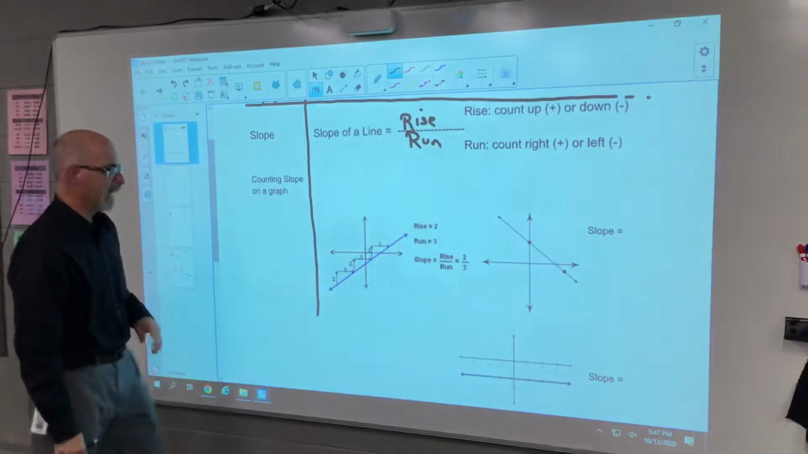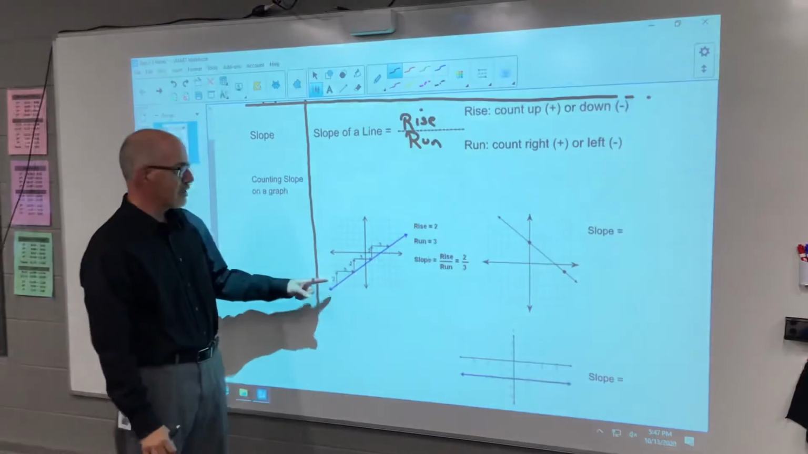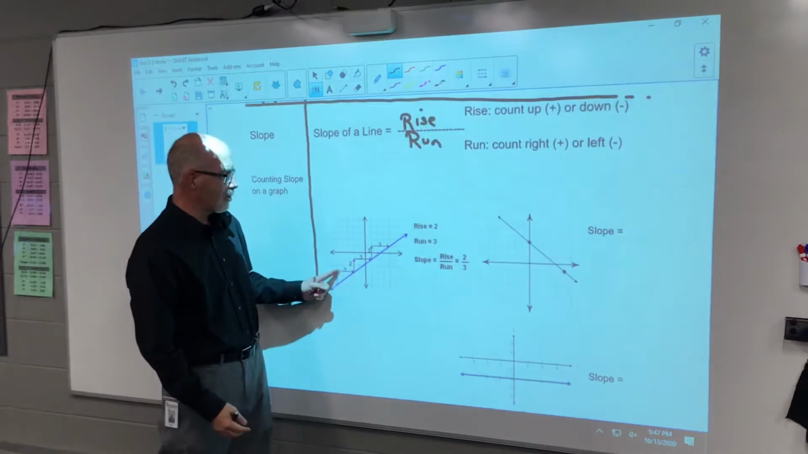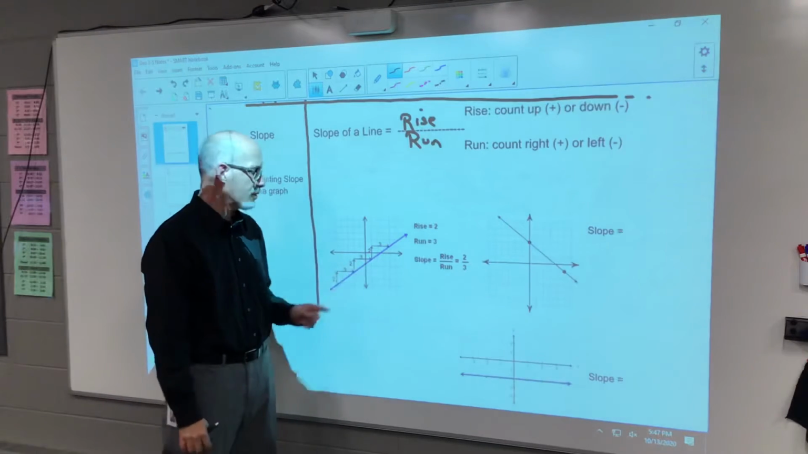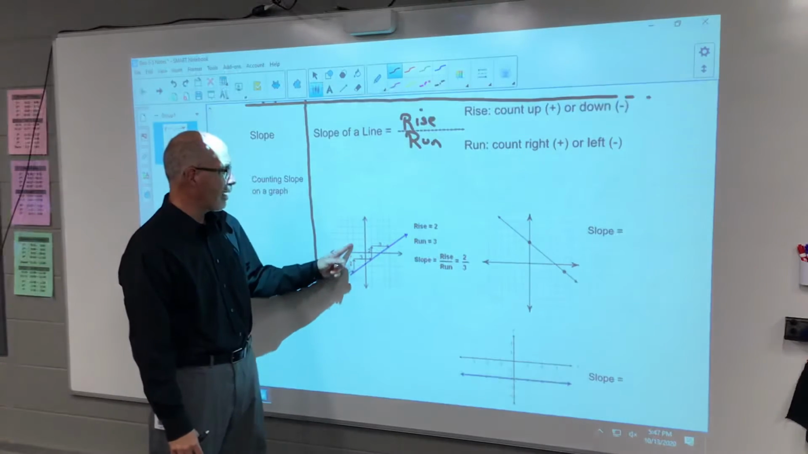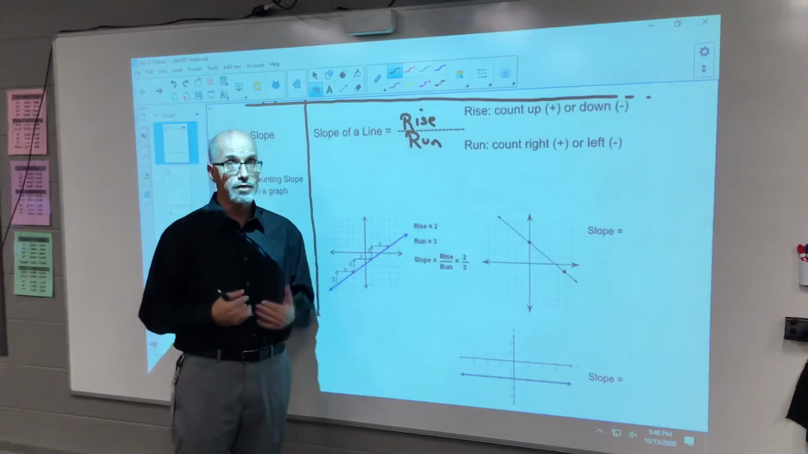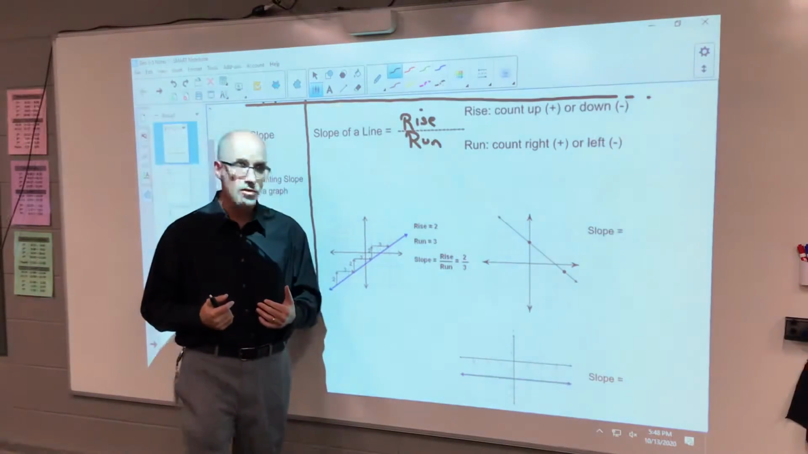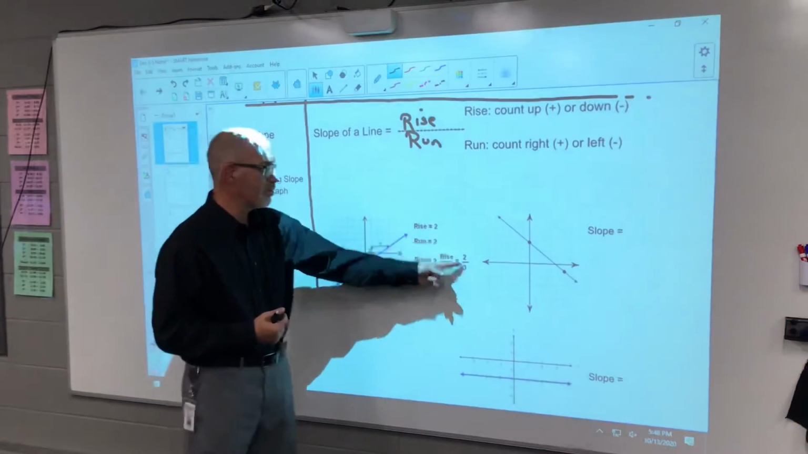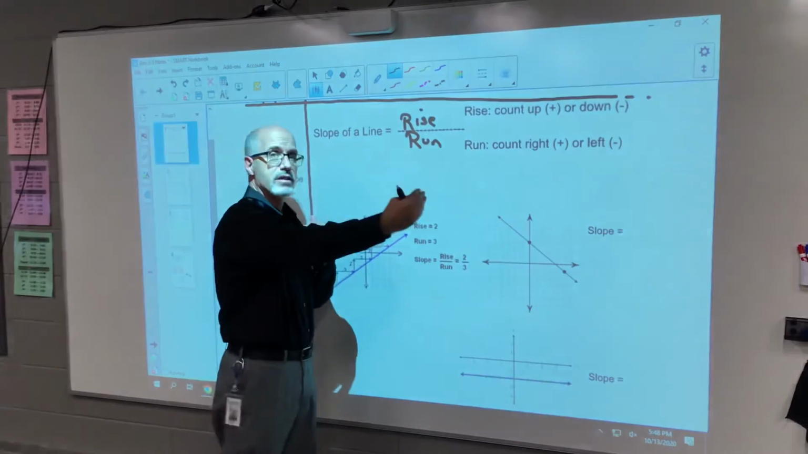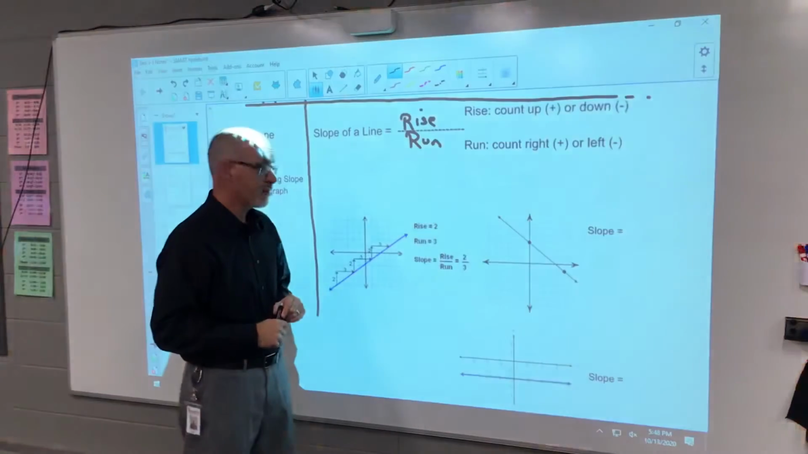If we look at this graph here, notice that it's illustrated that to go from one point to another, you go up 2 and over 3, up 2 and over 3. If I went from this one, I could go up 4 and over 6 to get to that point, and 4 over 6 still reduces down to 2/3. So my slope is 2 over 3, because that's how far I rise, go up, and run to the right, for a positive slope.